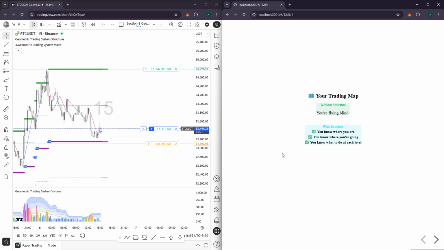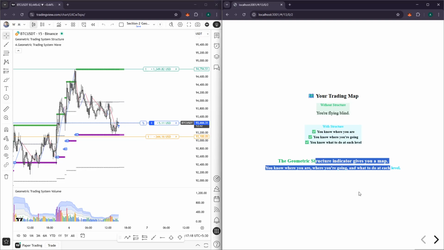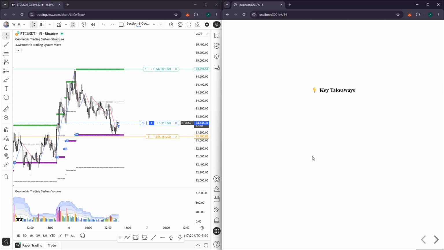Why did we take that trade? Because we had this geometric structure trading map, and we are not flying blind anymore. With this structure trading map, we know where we are, where we're going, and we know what to do at each level.